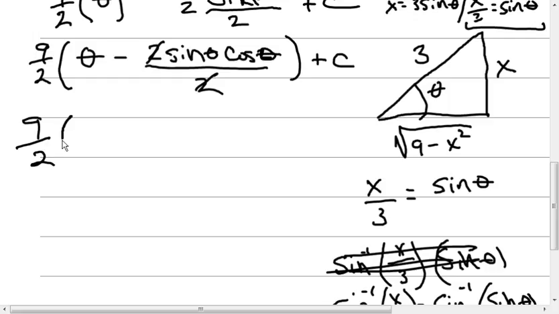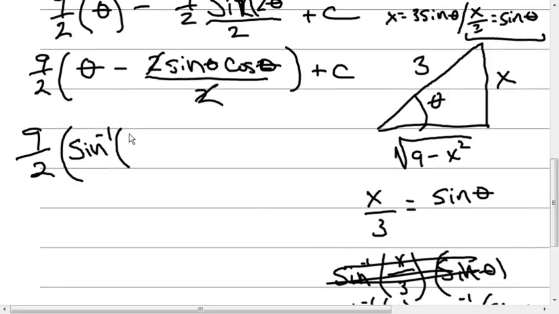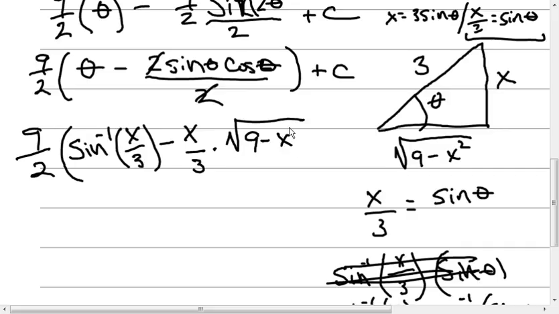So we can say 9/2 arc sine of x divided by 3 minus, now we've got to fill in here, x over 3 times the square root of 9 minus x squared divided by 3, plus a constant, and I think that's our answer.